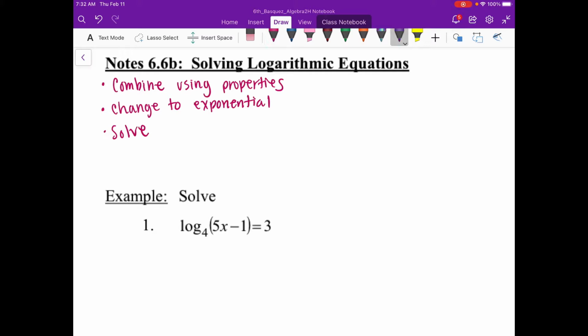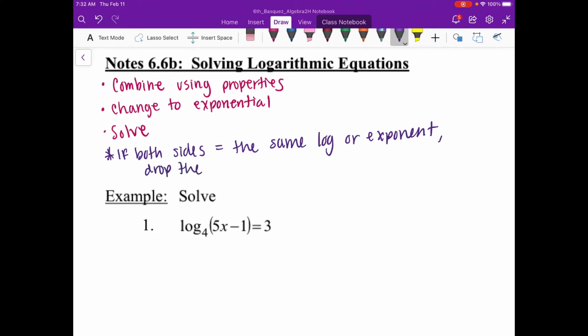There are a few little tricks with solving log equations. If both sides equal the same log, the same log base, you can drop the base, or ignore the base, and then solve. We have a few examples where that happens, and it makes things a lot easier, okay?